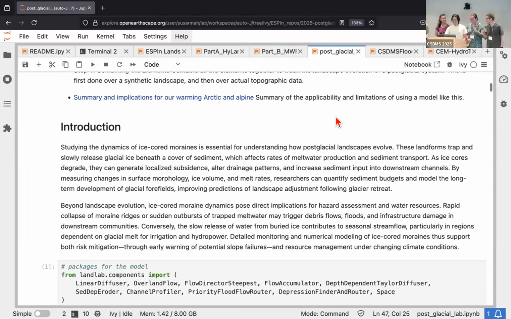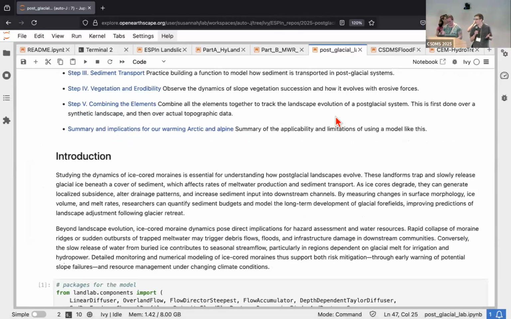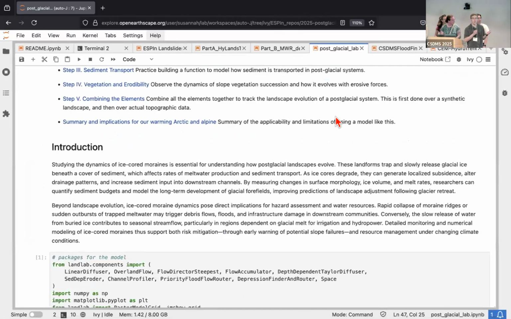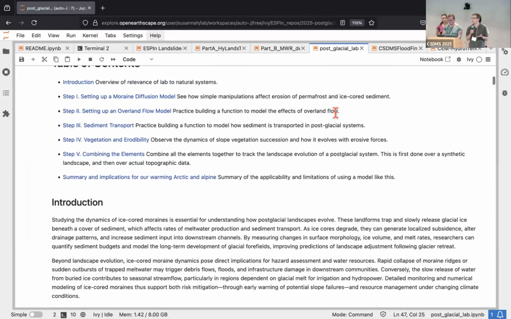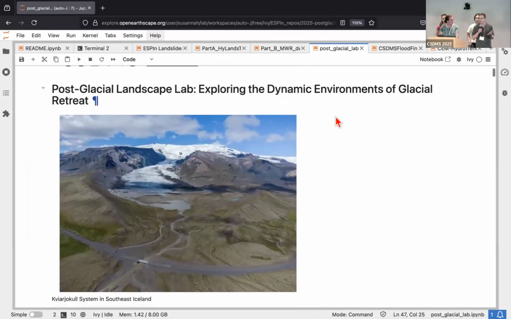Okay, great. So our group put together this lab-style notebook that asks the question, what happens in a landscape when you take away the glacier? Specifically, we're interested in a few different things. What happens in terms of surface morphology, sediment flux, ecological changes, and also what can we expect for downstream hazards.